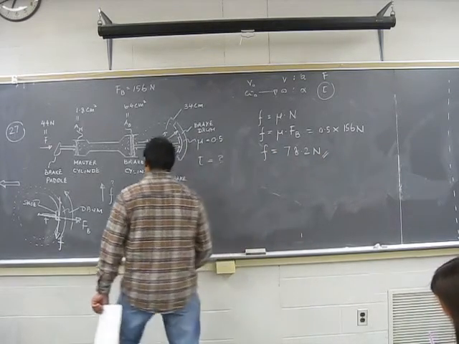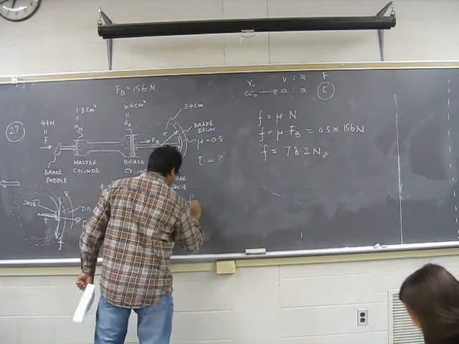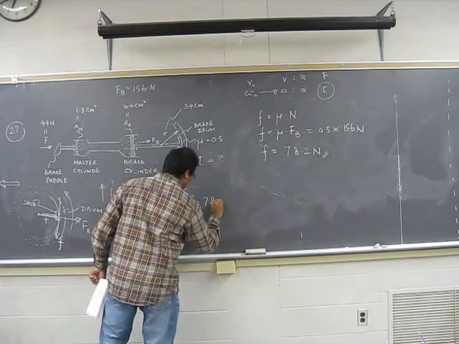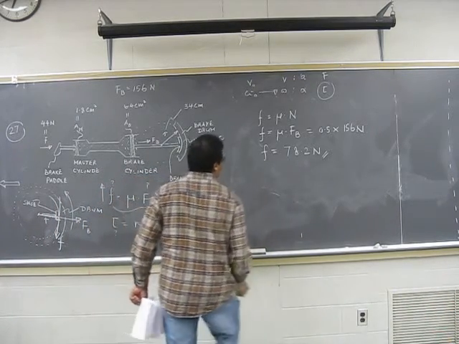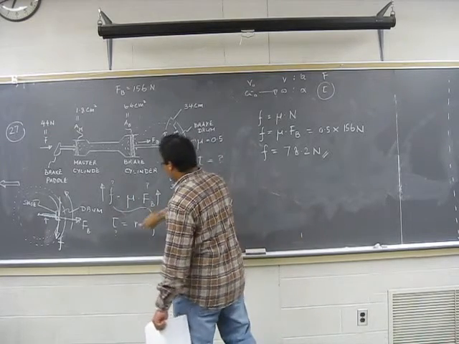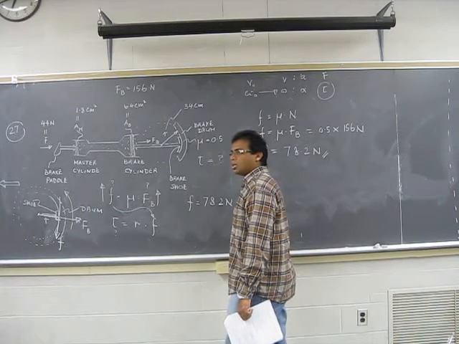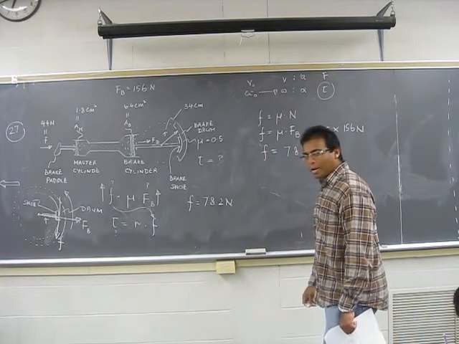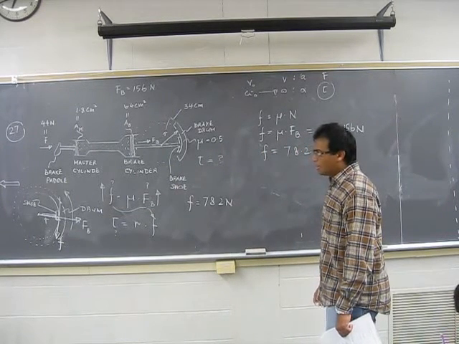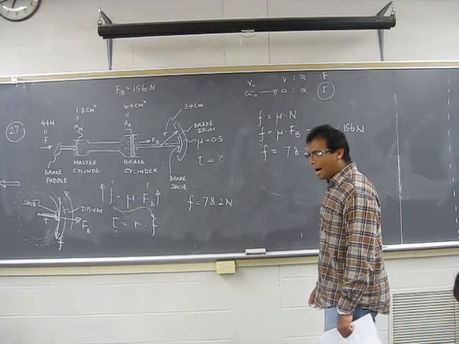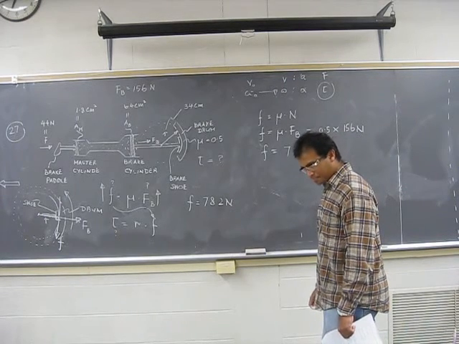Now, I got what we need for the frictional force, and then I need to find the tau. In other words, the torque applied on the drum by the friction.